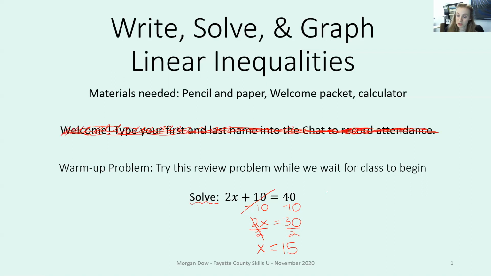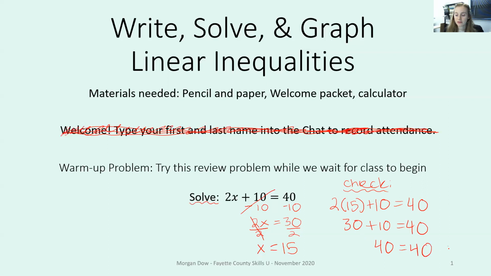If we have some extra time on our hands, we can go ahead and double check our answer by taking our value for x and substituting into our original equation. So I'm going to replace x with 15, and we're going to see if we get something that makes sense. So I have 2 times 15 is 30. And 30 plus 10 is 40. 40 equals 40. That's good. That makes sense. And so that means that our solution is correct.